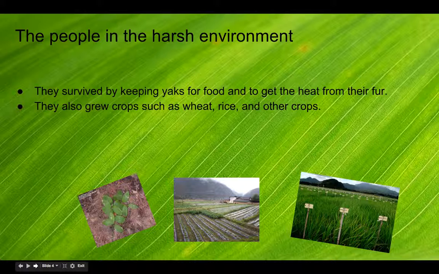So in terms of the people that live in the Tibet-Qinghai Plateau, they survive by keeping yaks for food, and to get heat from their fur, and they also used it for their homes and things like that. So there were also very few crops in this area. Mostly, we're talking about how they grazed yaks and things like that.